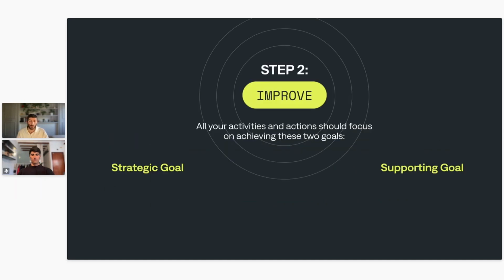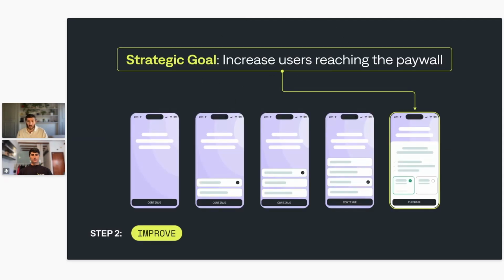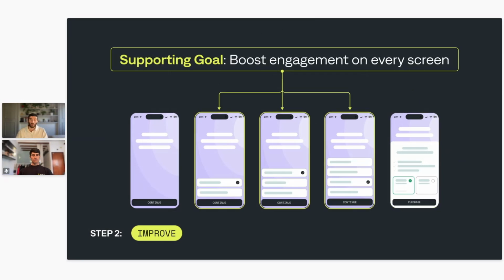Step number two, improve. You can jump to this step, and we defined on this step two goals and call them strategic goal and supporting goal. Let's examine them. Strategic goal, it's increasing users reaching the paywall. So your main and strategic goal, you want as many users as possible to reach your final step, your final screen. In most cases, it's the paywall, once again. And your supporting goal, it's boosting the engagement metric for every screen. So you're going to work on these two goals in parallel, one after another.